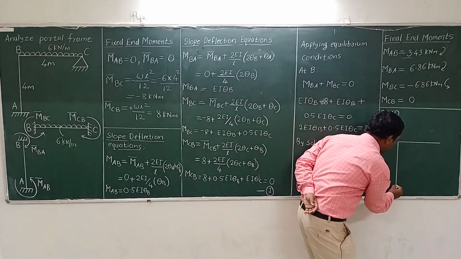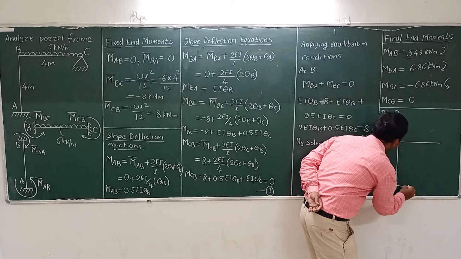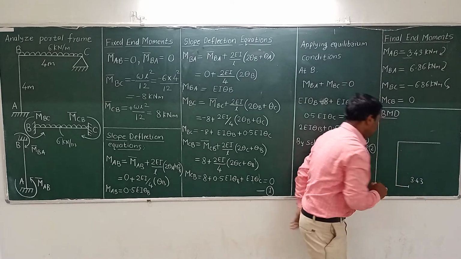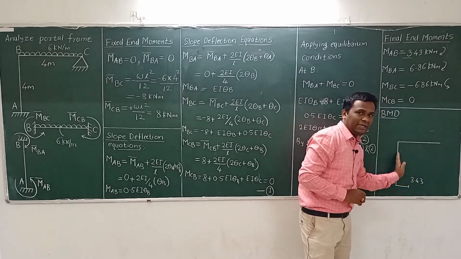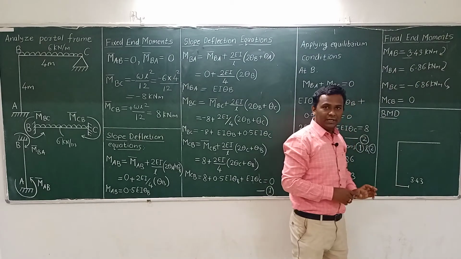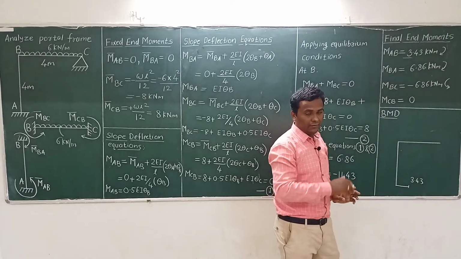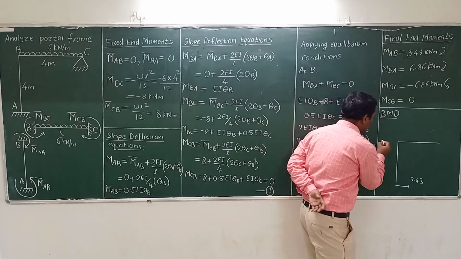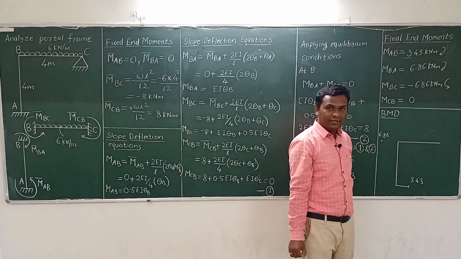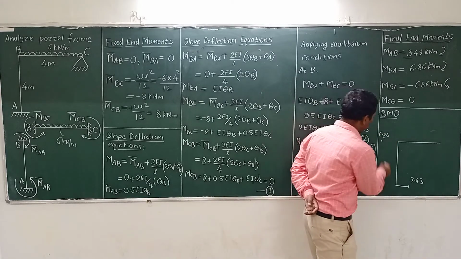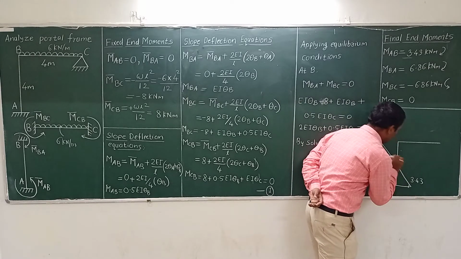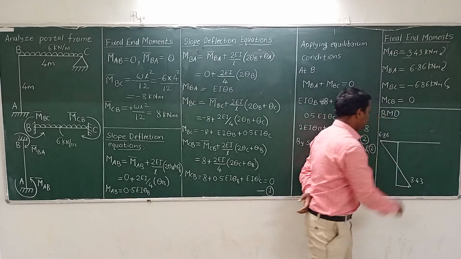So let us draw at the point A. The first value is 3.43. It is sagging in nature. So as per our sign convention, we are showing sagging inside the frame, hogging outside the frame. MBA, that is 6.86. It is again clockwise, but if you check its effect on bending moment, you will get it as hogging in nature. So here it is 6.86. So we can join now these 2 points. We can join like this.